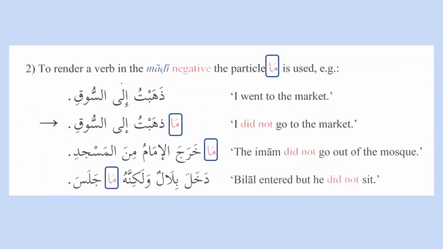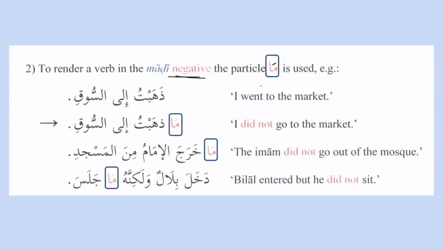To render a verb in the Madi negative, the particle ma is used. Okay, now you want to make the past tense negative. So here we have ma. This is the second type of ma. Do you remember the first type of ma that we have learned already in book number 1? Does anyone remember? In book number 1, we have learned ma al-istifhamiyah. Excellent, ma al-istifhamiyah. That is the ma of asking questions.